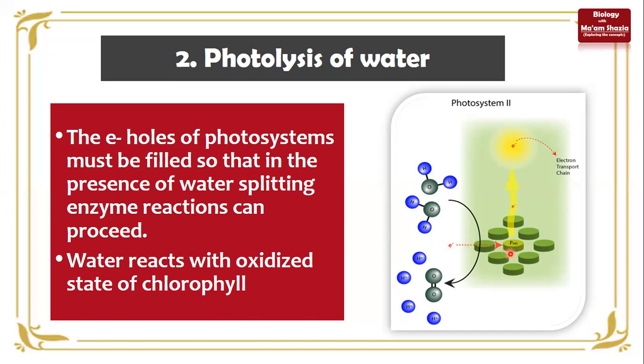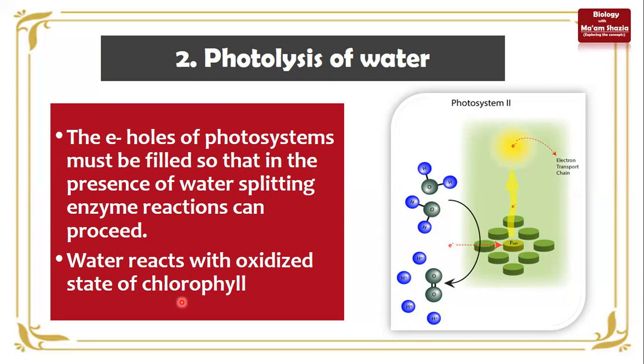It receives two electrons. Why is it going to receive two electrons? Because it donates its two electrons to the primary electron acceptor, and it has created two vacancies of electrons. These two electrons from the water will move to the P680. So the electron holes of the photosystem must be filled so that, in the presence of the water-splitting enzyme, reactions can proceed. Water reacts with the oxidized state of chlorophyll.